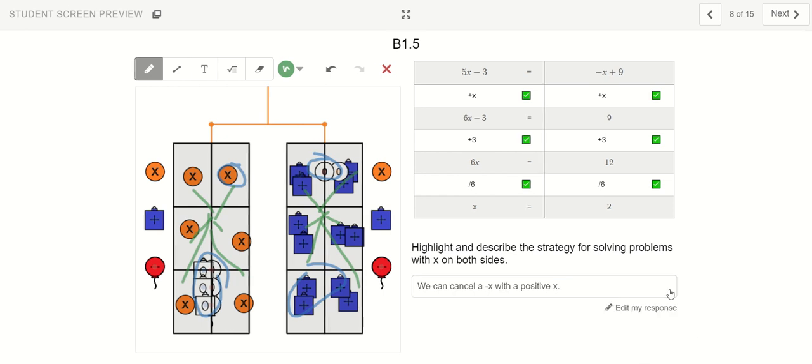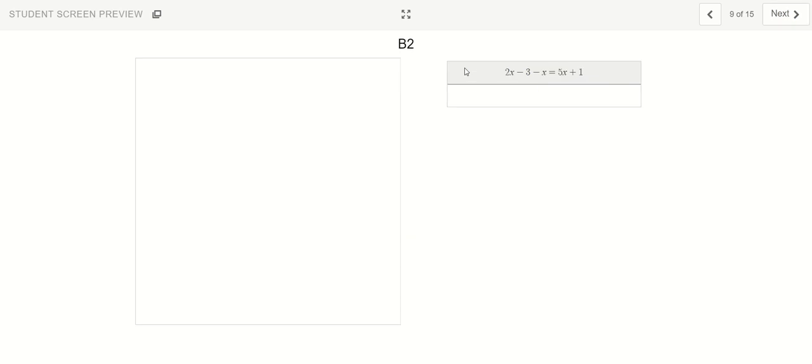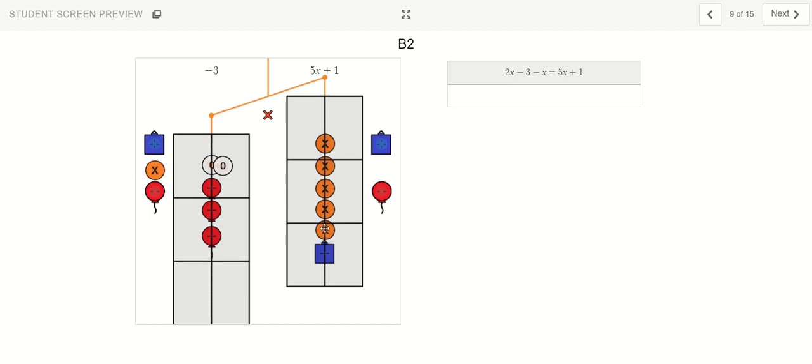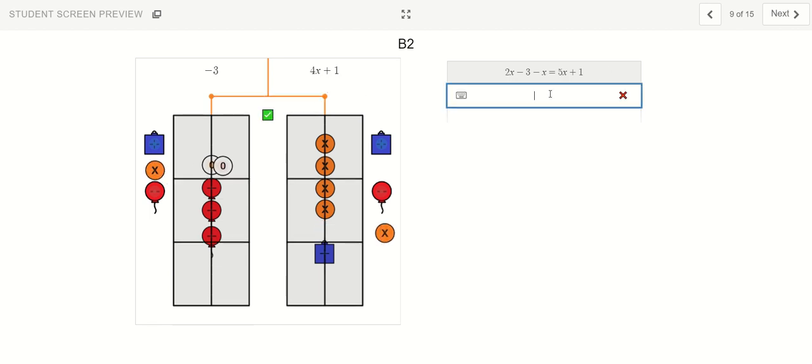Okay, let's go ahead and do a few more examples. Moving on. Here, let's go ahead and solve for x. One thing you need to be careful of, this is not a balloon. I have 2 x's, 3 negatives, 3 balloons, and I have a negative x right here. So I know that I can cancel these out, because positive and negative x cancels out. And if I want to get x by itself, I can remove this one over here, and remove this one over here. So I'm now left with negative 3 equals 4x plus 1.